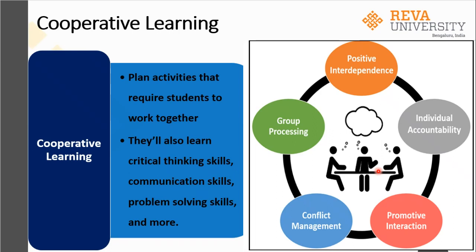What is conflict management? In a group, students will have different ideas. They will not converge on a decision or conclusion; sometimes they cannot come to any conclusion. In that case, there will be conflicts among the ideas. So they should be able to manage their conflicts and come to a proper conclusion so that they can tell the teacher, this is our conclusion. Then group processing. Once they resolve all the conflicts, they will be able to manage the group. So these are the benefits of cooperative learning.